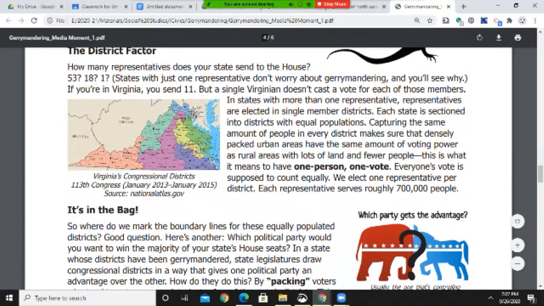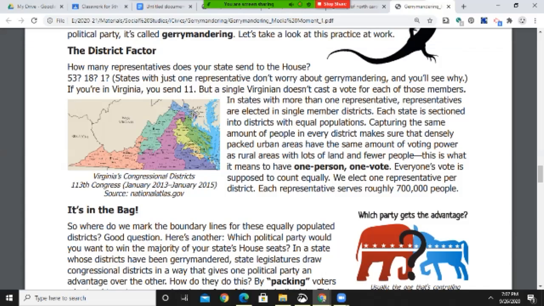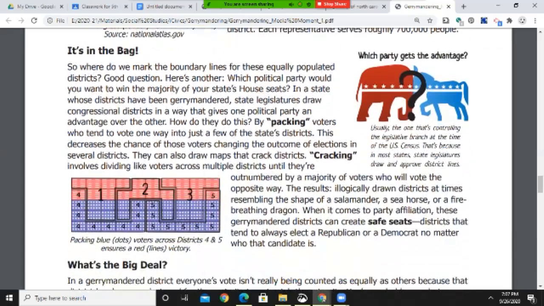Capturing the same amount of people in every district makes sure that densely packed urban areas have the same amount of voting power as rural areas, with lots of land and fewer people. This is what it means to have one person, one vote. Everyone's vote is supposed to count equally. We elect one representative per district. Each representative serves roughly 700,000 people. It's in the bag. So where do we mark the boundary lines for these equally populated districts?